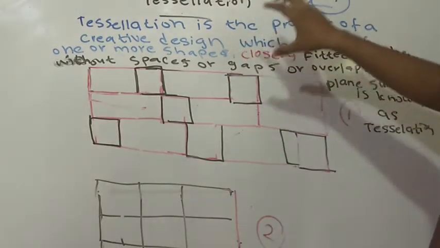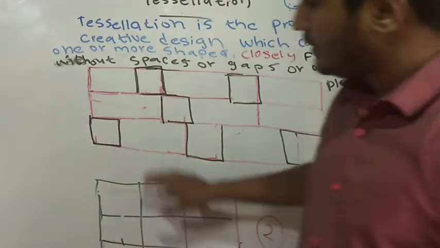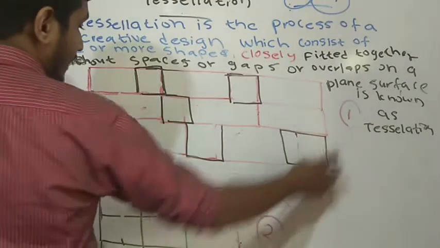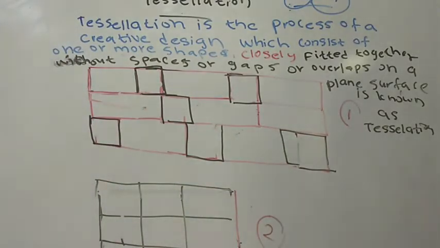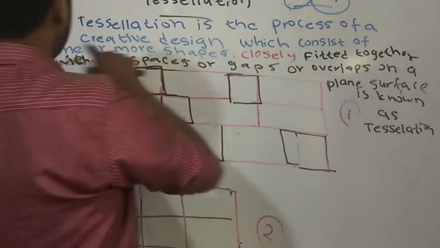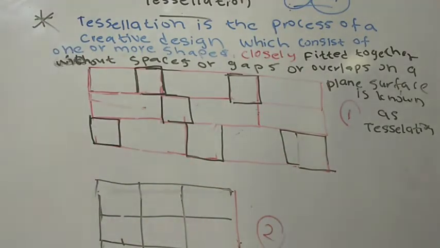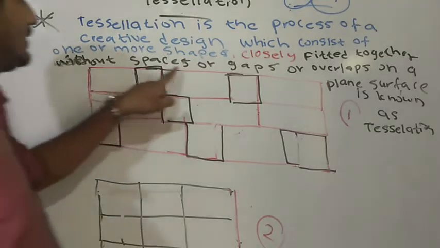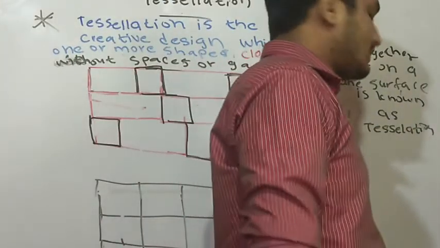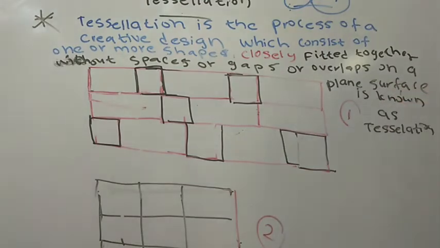After writing the definition of tessellation, you can draw these two figures and name them as number 1 and number 2. Draw it nicely. Write the definition first. After that, you can draw the two diagrams nicely.